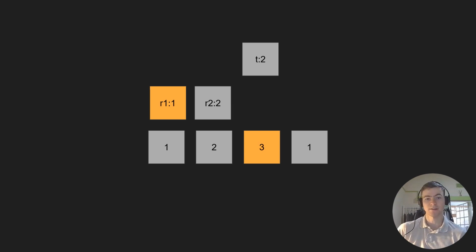We're going to do the same thing. R1 plus num is 4, which is larger than 2. And then we're going to update R1 and R2 and move.